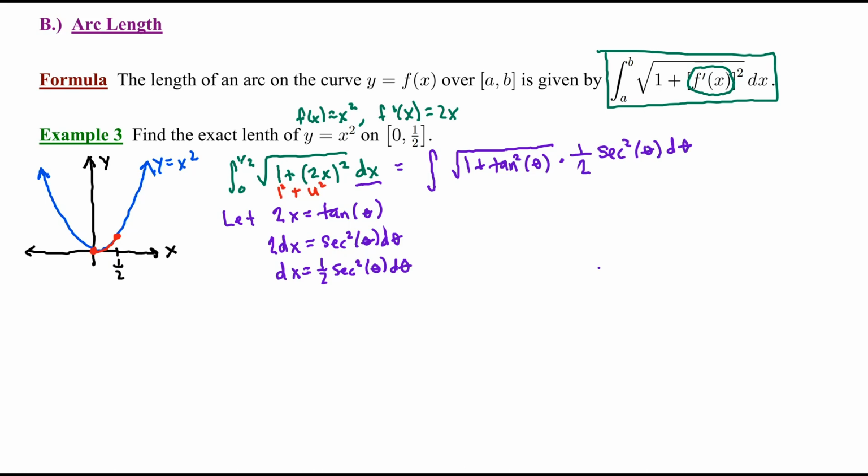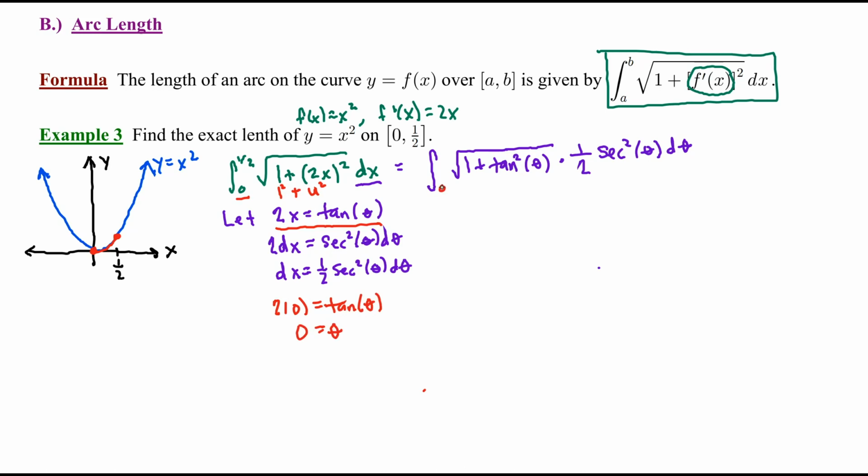Now this would also be a good time to update our limits of integration. So my lower limit of integration is 0, and I'm going to use this relationship to go from an x value to a theta value. So if x is 0 and I plug 0 in here, we can solve this little equation for theta. If tangent of theta equals 0, then theta equals 0. So my new lower limit of integration is also going to be 0.